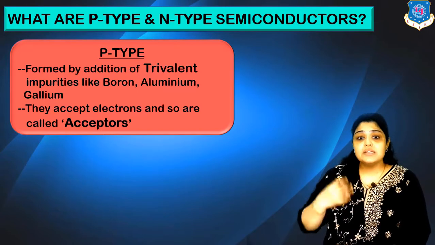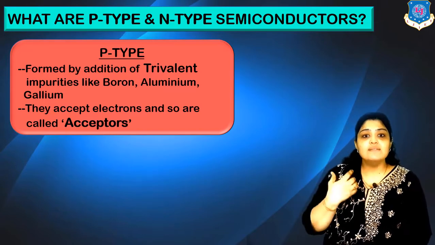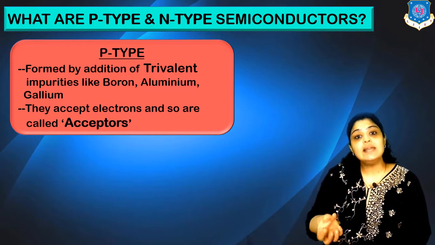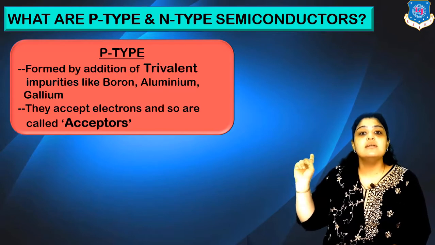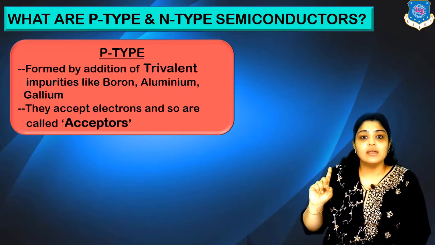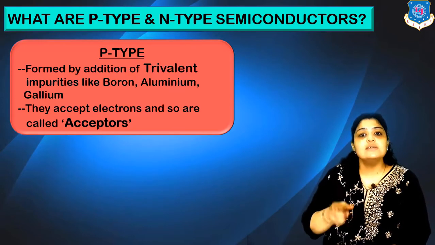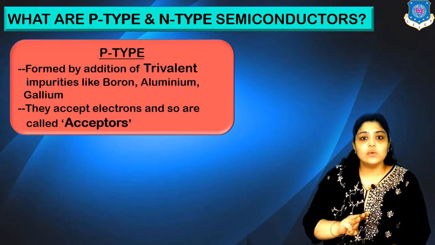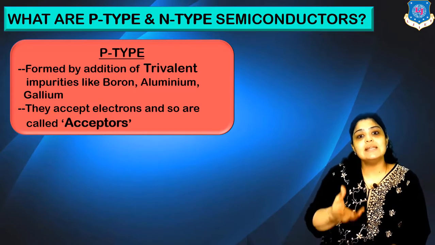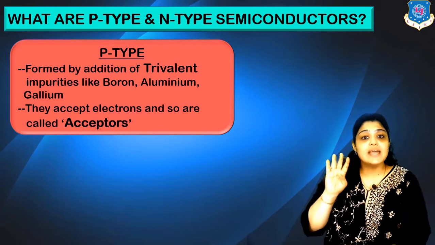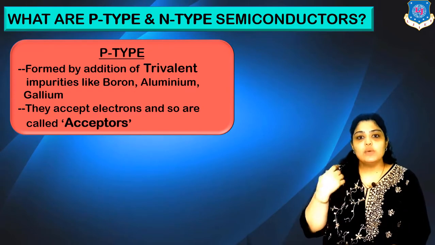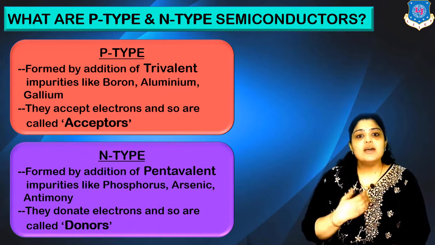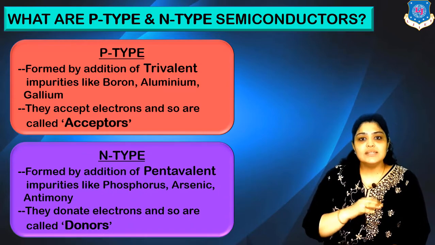Now this trivalent impurity which is added, it will take 1 electron from the semiconductor, and that is the reason it is known as an acceptor impurity. Why is it an acceptor? Because it has only 3 electrons in the outermost orbit, so they can easily accept electrons because they have the 4th space left. Clear? Coming on to n-type semiconductors, so they are formed when pentavalent impurities are added.